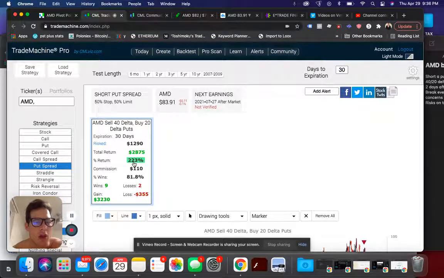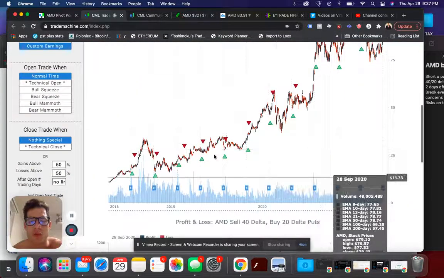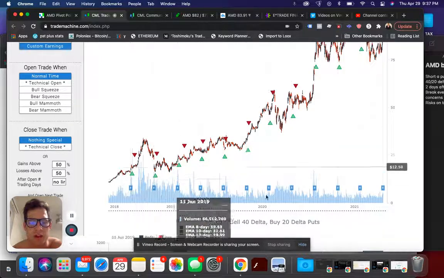Okay, as you can see, over the course of time, we've had some good back test results, 223%. So basically this back tester is opening this trade and closing this trade based on the parameters we set, and it's looking back historically to see which trades work, which trades didn't, and that's what you're seeing down here, all these earnings events here.